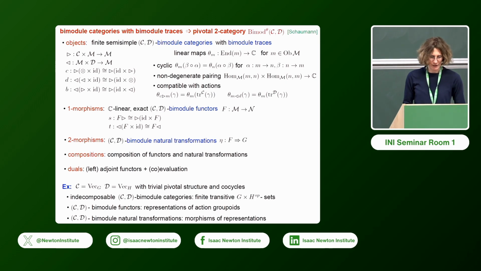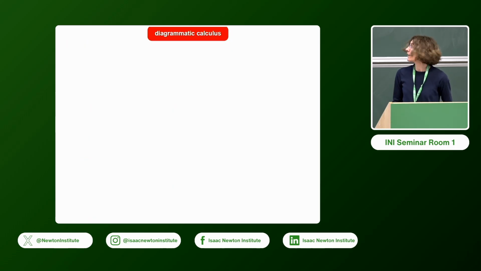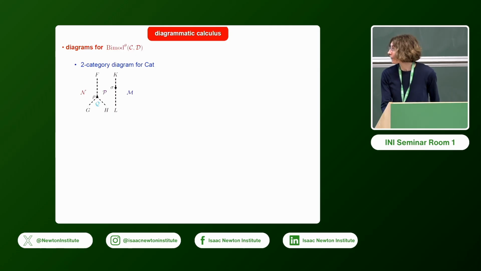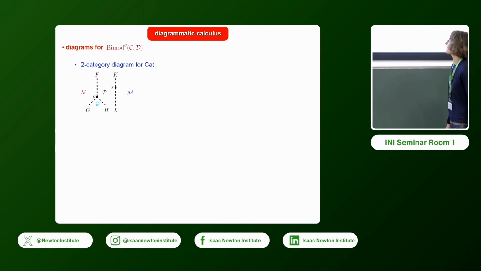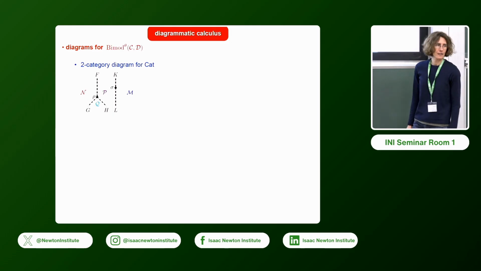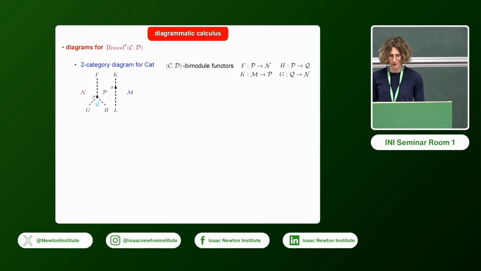Okay, so that's essentially the data, and now the question is how to handle this data and how to use this data to define a state sum model. And because the data is quite complicated, one can do this with the diagrammatic calculus. So the diagrams for this pivotal 2 category are constructed in several steps. The first step is I can just consider diagrams for the 2 category Cat. If I do this, then all the regions in the diagram are labeled by categories, here M, N, and P. The dashed lines are labeled by functors, and the dots are labeled by natural transformations.